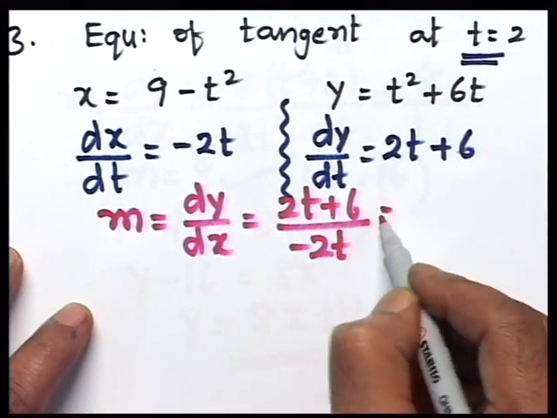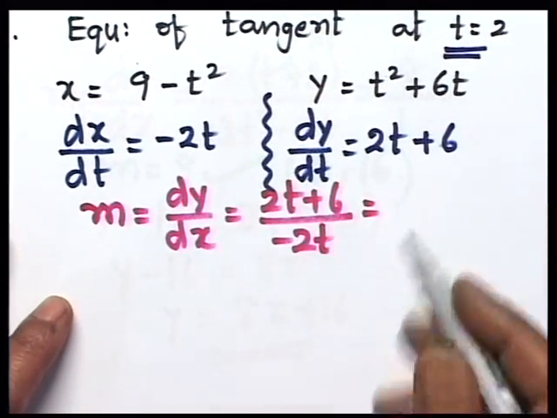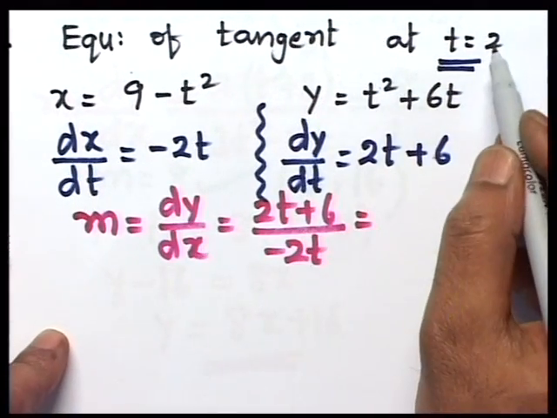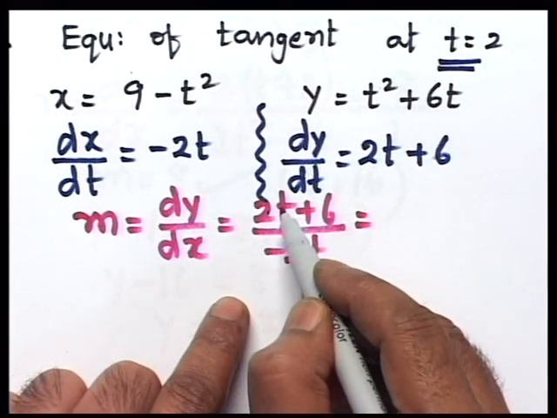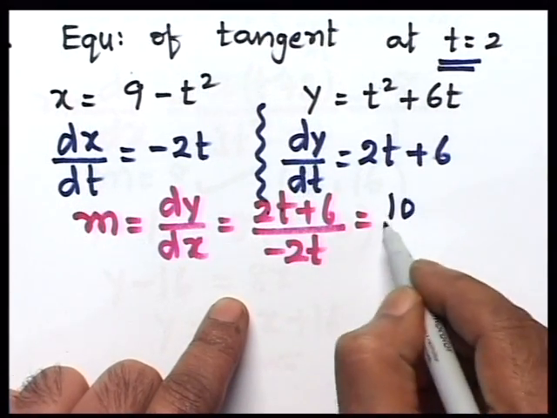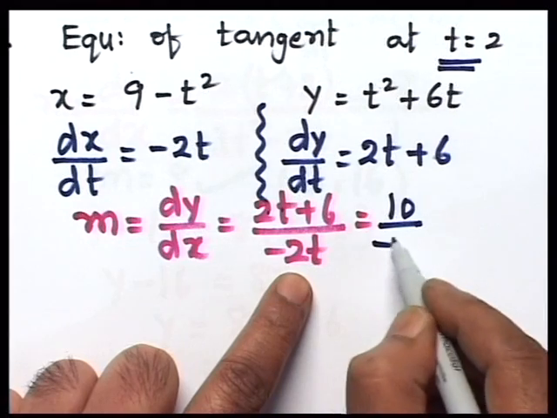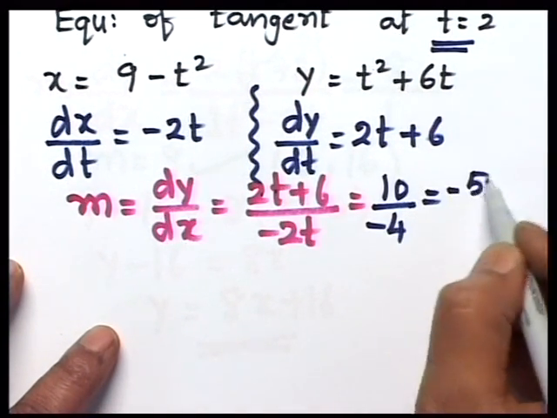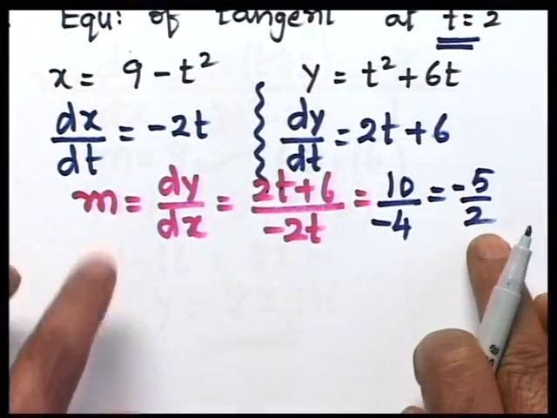If you want, you can make it smaller, right? Divide by 2, 2, 2. But we are simply finding the gradient, so I will leave it there and substitute a 2 there. 2 times 2, 4. 4 plus 6, 10. Divide by 2 times 2, 4. That's a minus 4. Now you can make it smaller. That's minus 5 over 2. Correct? So that's the gradient.